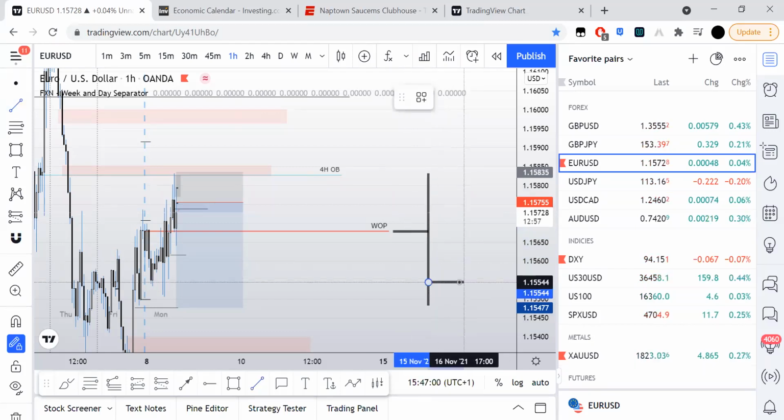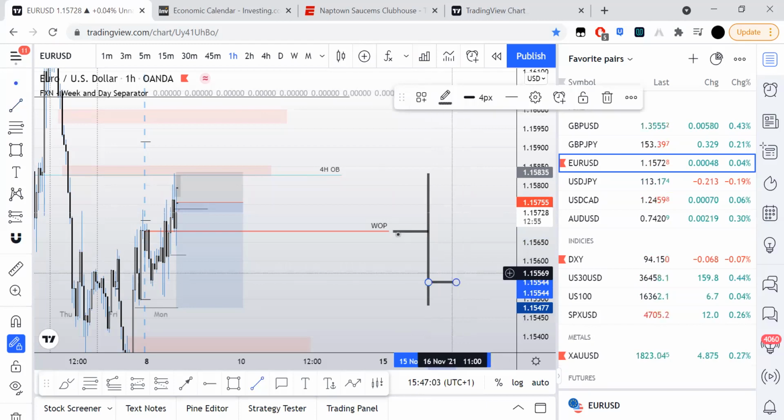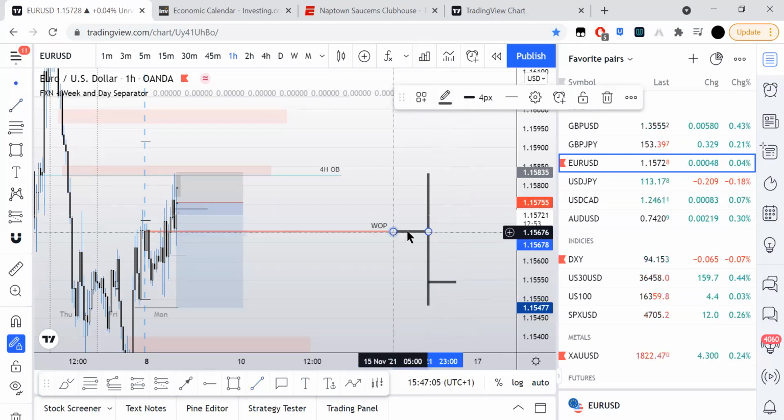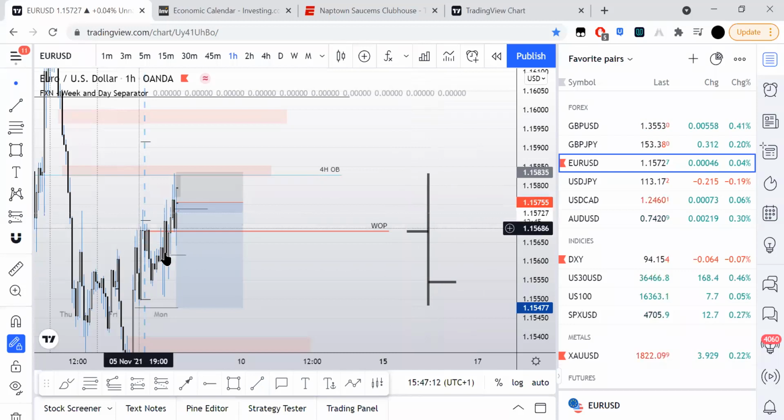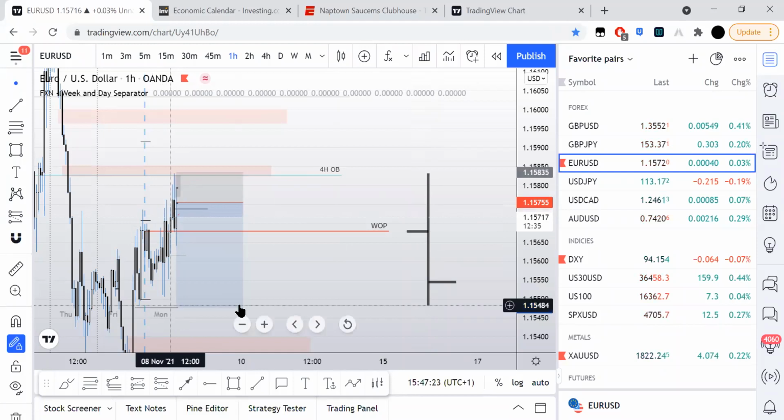Open, high, low, close. So like this, right? All right, boom. Just like that. Open, high, low, close. Accumulation, manipulation, distribution. This is your weekly open, but this is your daily open too. Open, high, low, liquidity. Take it out, close.